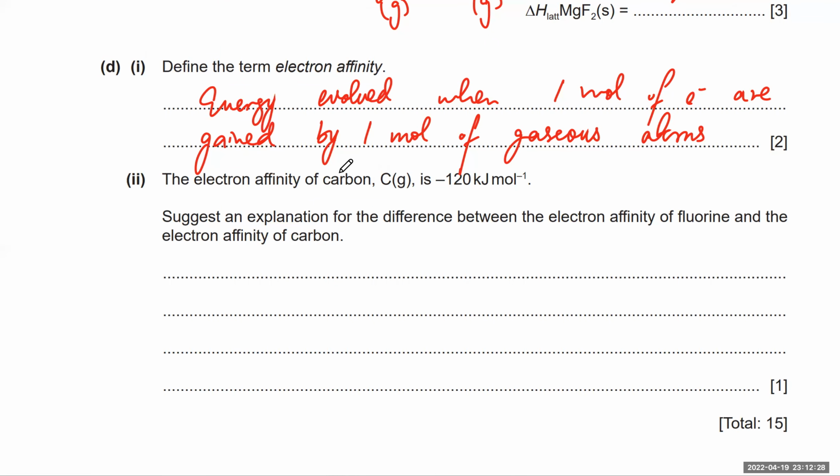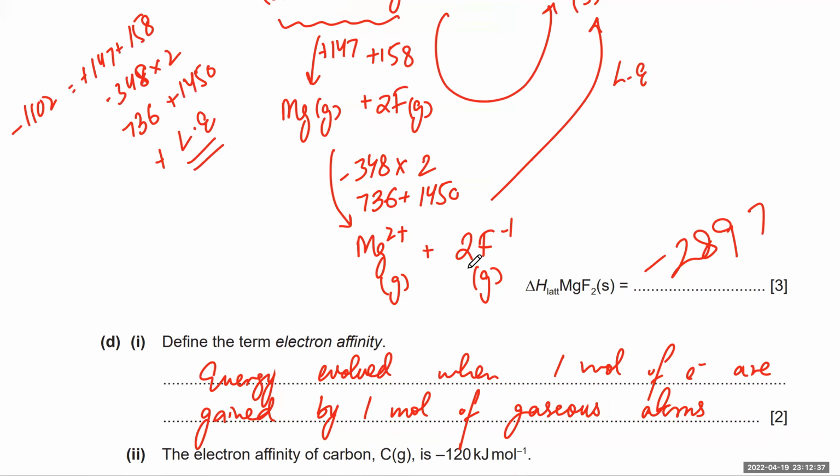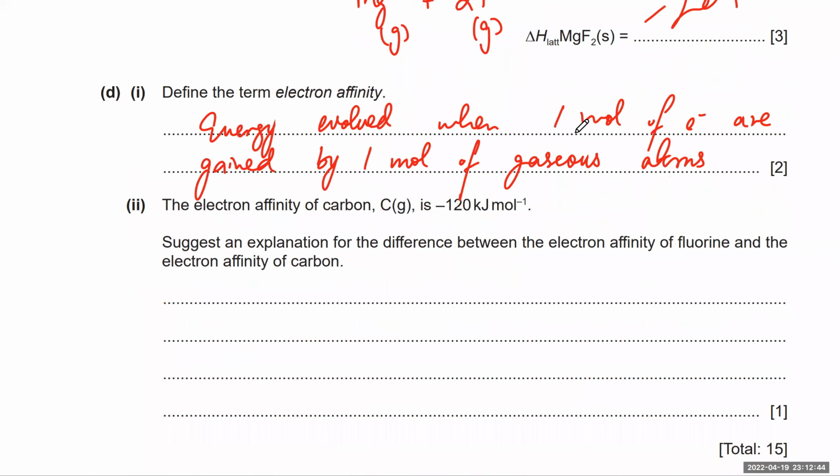The electron affinity of carbon is minus 120. Suggest an explanation for the difference between the electron affinity of fluorine and the electron affinity of carbon. So what's the difference? Carbon is minus 120. Fluorine is way more, it's like three times more exothermic. So why is carbon gaining an electron less exothermic, and fluorine gaining an electron way more, I think it was 348? So why is that?